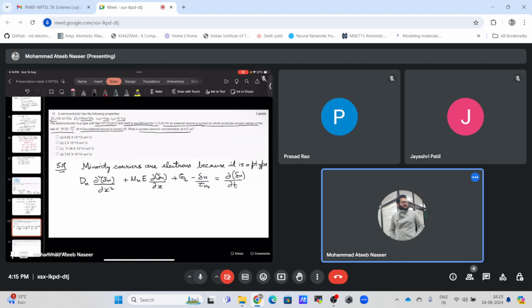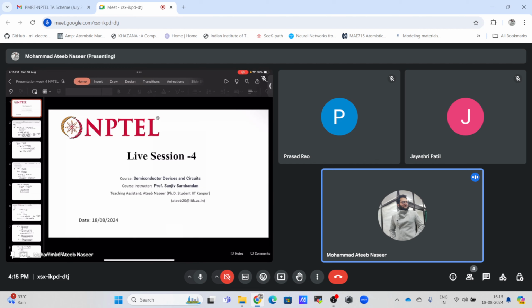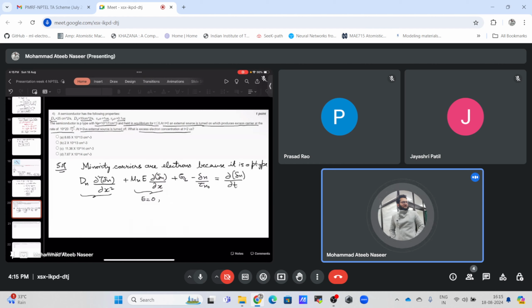Okay, so first of all, this term will be 0, and this term will also be 0, because E is equal to 0, no field. Also this is uniform generation, so the variation with x of this excess carrier concentration is 0. So this is also 0, because of uniform generation.